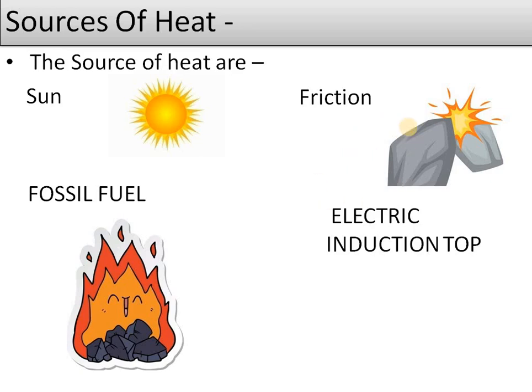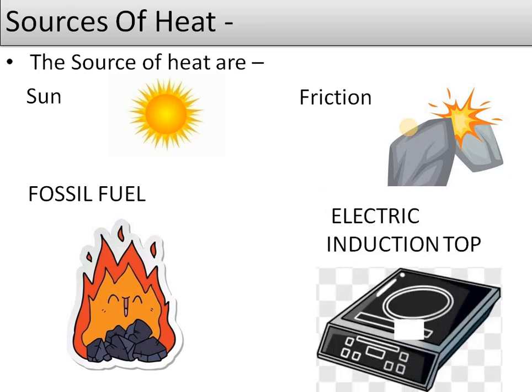The next thing is the electric induction cooktop. It is a modern method of producing heat, where we are using electric energy to produce heat. So here we are using electricity to produce heat to cook food. So these are some sources of heat.